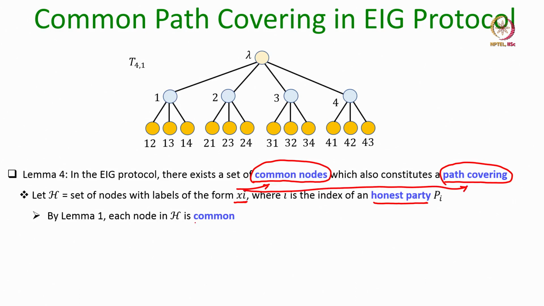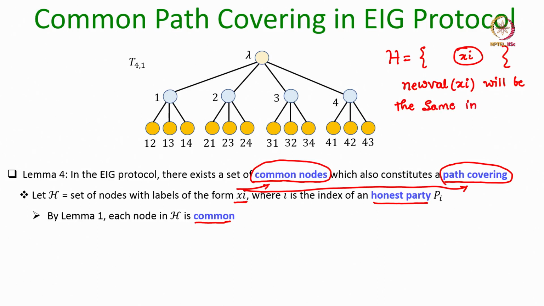The first property, namely that the set of nodes in H is common, comes from lemma number 1. H is a collection of many nodes. Suppose I take an arbitrary node from H which is of the form x followed by I, then we have shown in lemma 1 that new val of xi will be the same in every honest party's EIG tree.